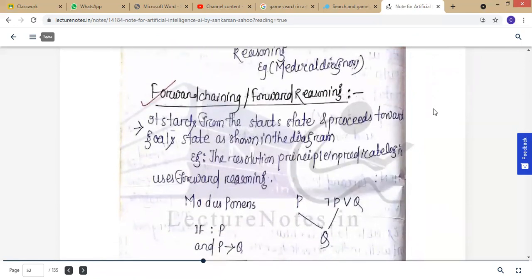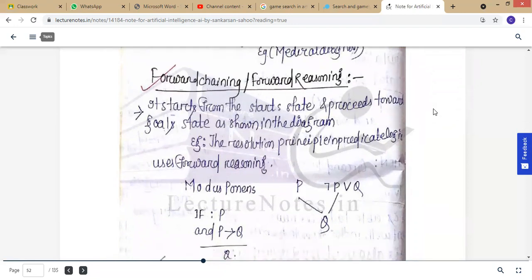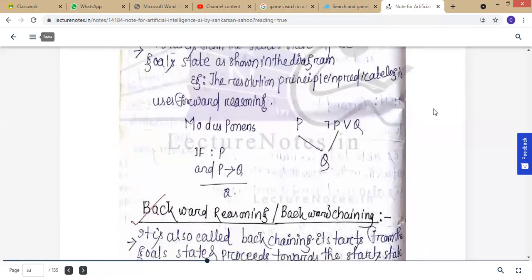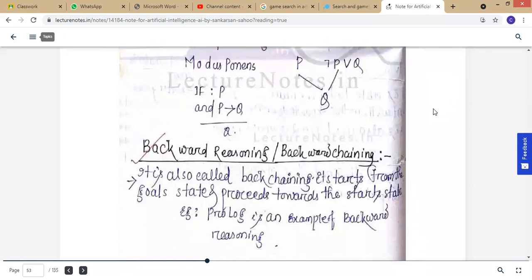It starts from the start state and proceeds towards the goal states. Backward reasoning is also called back chaining. It starts from the goal and proceeds towards the start state.